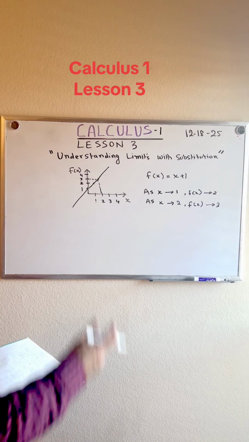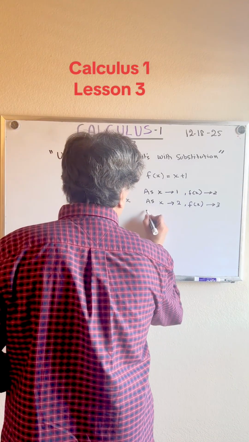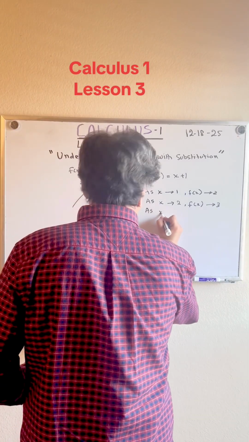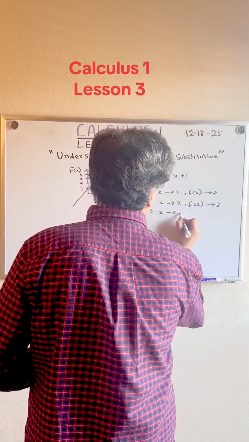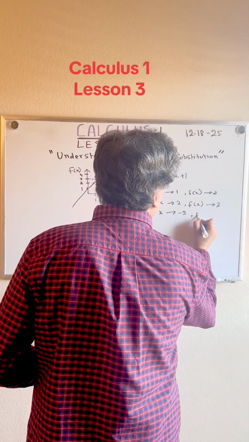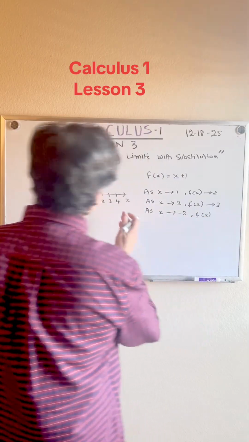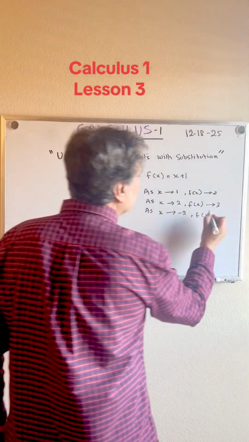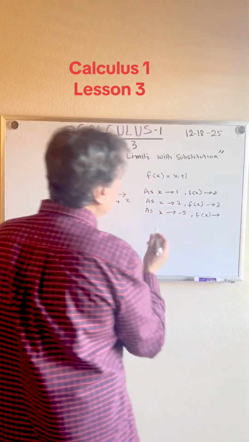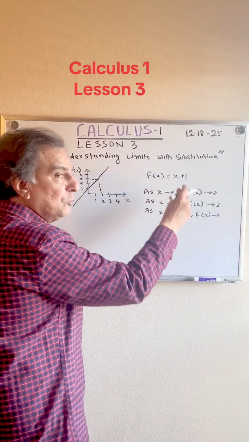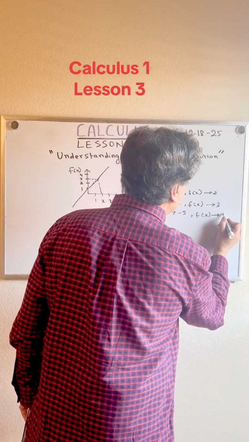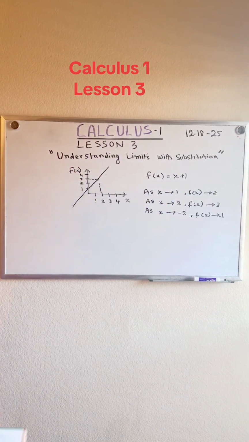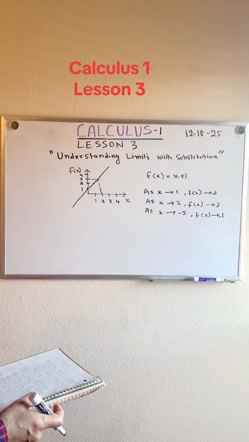So this is one more. Now this might be an exam question. As x approaches minus 2, what will your function be equal to? I don't have negative numbers showing on the graph, but imagine that in your head. So if that's the case, you plug in minus 2 in this. Minus 2 plus 1 is minus 1. So function of x would be approaching minus 1. All right. Hope this makes sense to you.